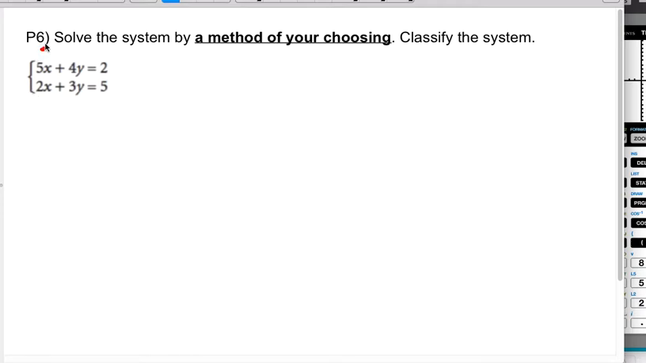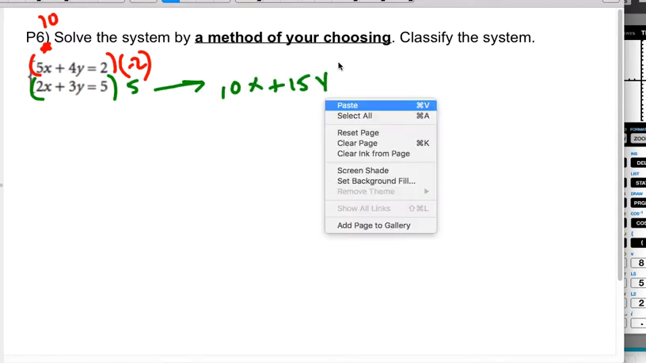I'm going to choose to eliminate the x. What that means is that I need to get a common multiple of 10, right? Because between 5 and 2, the common multiple is 10. So I'm going to multiply the top by a -2, and I'm going to multiply the bottom by a +5, because that'll give me a 10 and a -10. So I'm going to get a 10x plus 15y. Oh, my bad, guys.